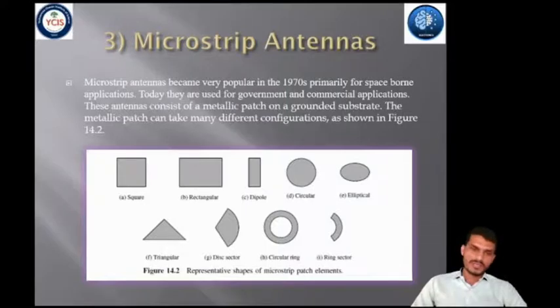first patch is square, second patch is rectangular, dipole, circular, elliptical, this is the triangular, this is the disk sector, and circular ring again, and ring sector. These are representative shapes of the patch elements. These are most popular because of ease of analysis and fabrication. Their attractive radiation characteristic also, especially low cross polarization radiation.